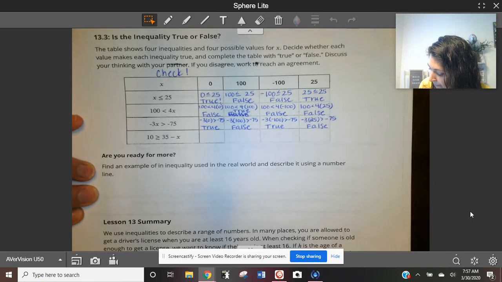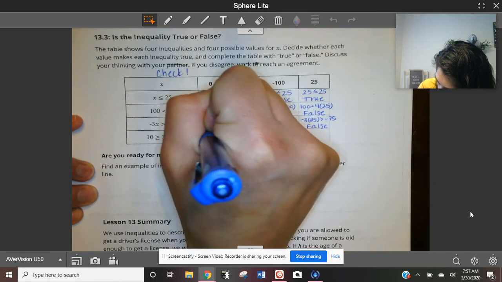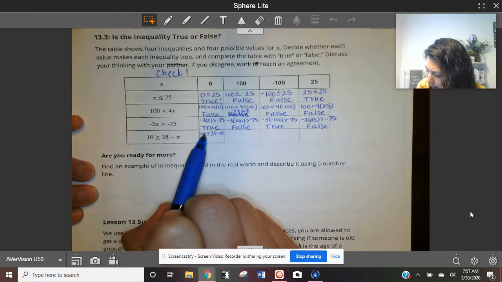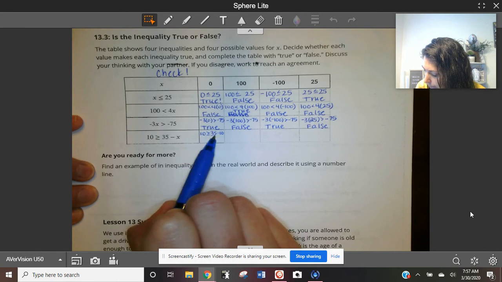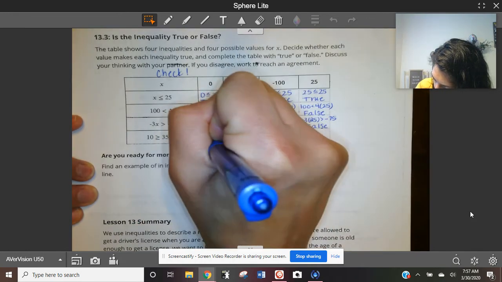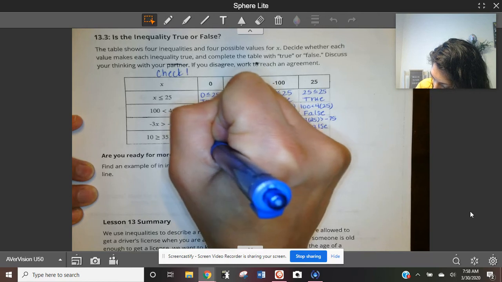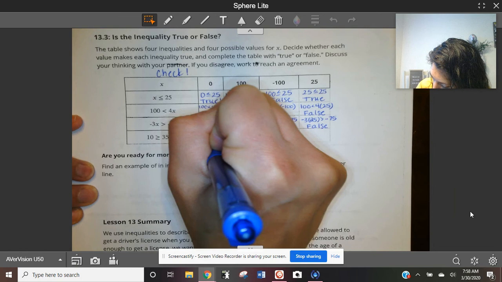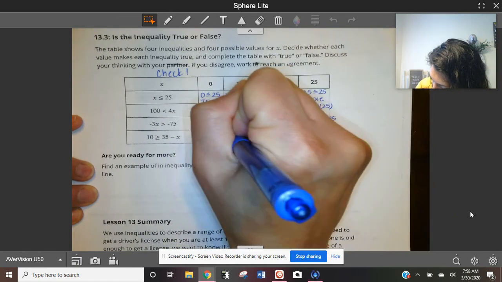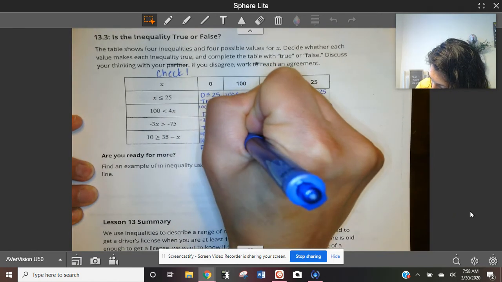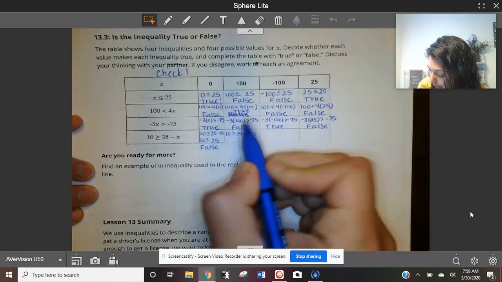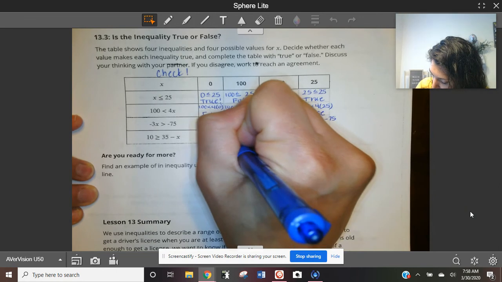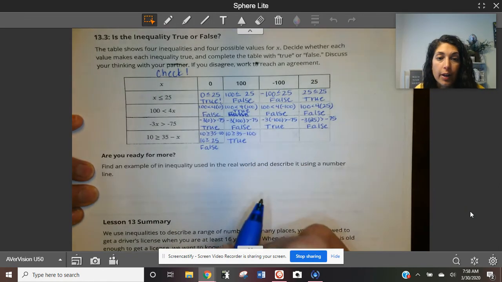Okay, all right, last row. So it's 10 greater than or equal to 35 minus 10. So this would be 25. I'll actually do this out for you guys. Is 10 greater than or equal to 25? That is going to be false. Is 10 greater than or equal to 35 minus 100? Well, if I subtract 100, that's going to be a negative, right? So that's going to be true because 10 is going to be bigger than a negative number.